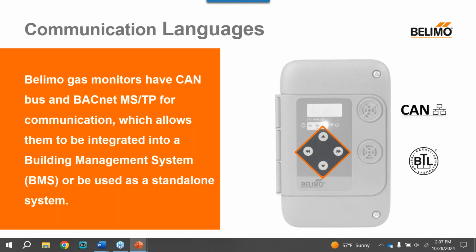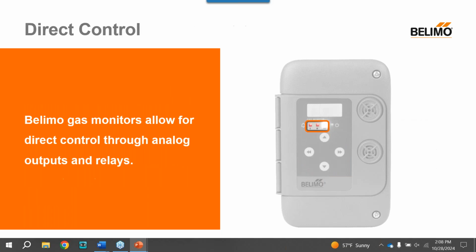Two, they have CAN bus and BACnet MSTP for communication, which allows them to be integrated into a building management system, a BMS, or used as a standalone system through CAN bus. And three, they allow for direct control through onboard relays and analog outputs to control external equipment such as fans, dampers, alarms, etc.